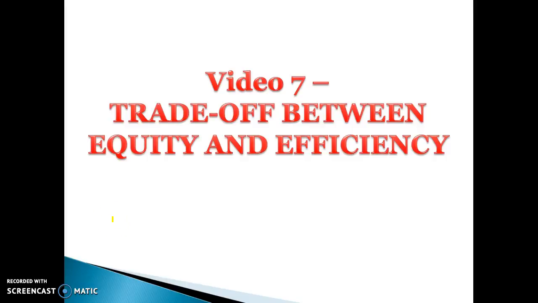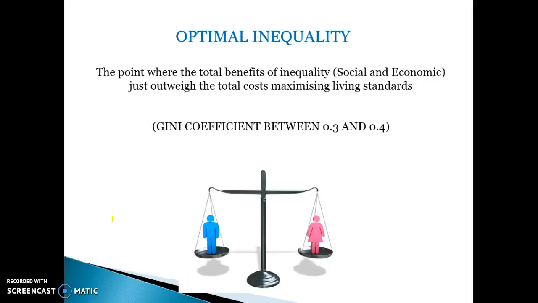In this video, we're going to be looking at the trade-off between equity and efficiency and the often negative correlation that exists between the two, even though it's not always a negative correlation. So basically in Australia, we're looking for what we call an optimal level of inequality. And that's basically the point where the total benefits of inequality, both social and economic, just outweigh the total costs.